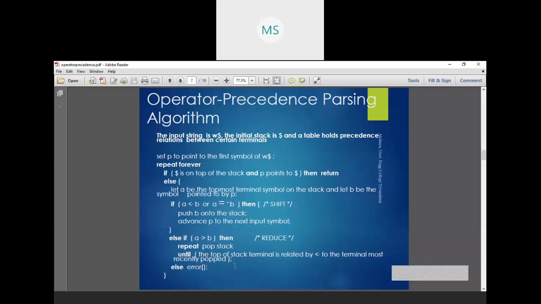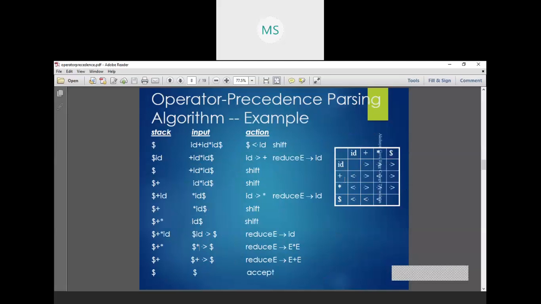If there is no relationship of less than, greater than or equal, then you should call it an error. That means in the exam you will get an input string; write down the precedence relations, show the relation, and write the input and action. In a 6 marks question, write the relation table and the shift-reduce actions using operator precedence parsing.